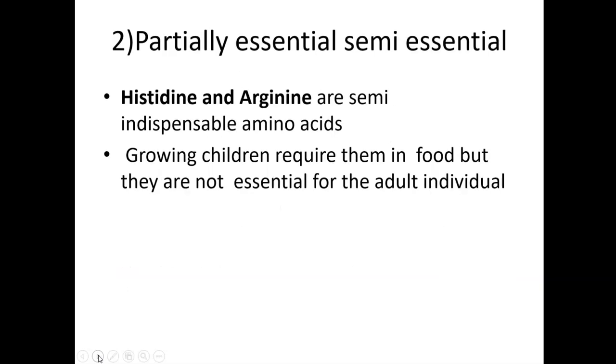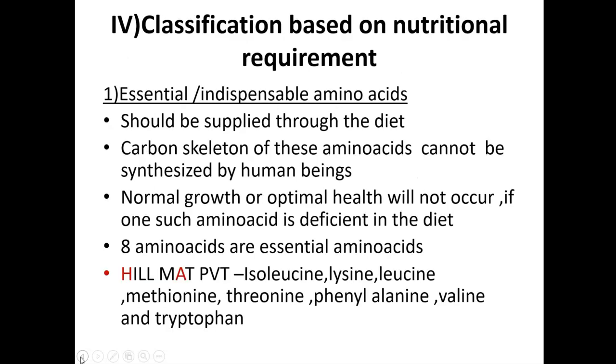They are essential. Next, partially essential, or we can call it semi-essential amino acid. Histidine and arginine are semi-indispensable amino acids. Growing children require them in food, but they are not essential for the adult individual. That's why they are known as partially essential or semi-essential. We can easily remember the semi-essential along with this clue, Hill-Mat-PVT.